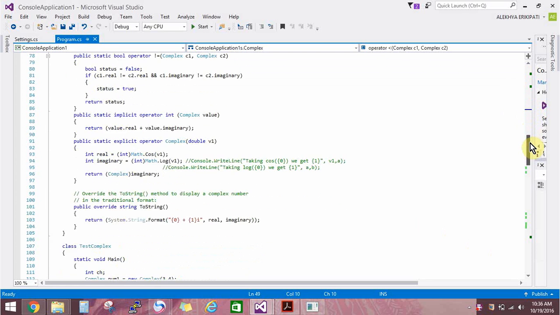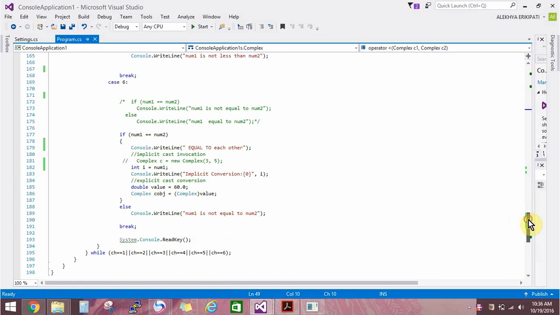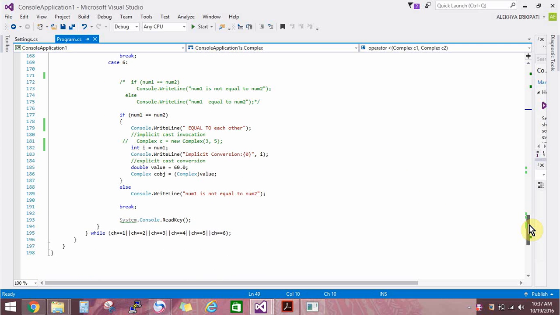So when it goes to every operator, it checks everything, and when it comes to equality, it checks for the equality, and then it converts using explicit casting, where the real and imaginary parts are added together. So here we have 3, 4. Where the real and imaginary parts cannot be added, it does the implicit conversion and it adds both values, where we get the addition of two values.